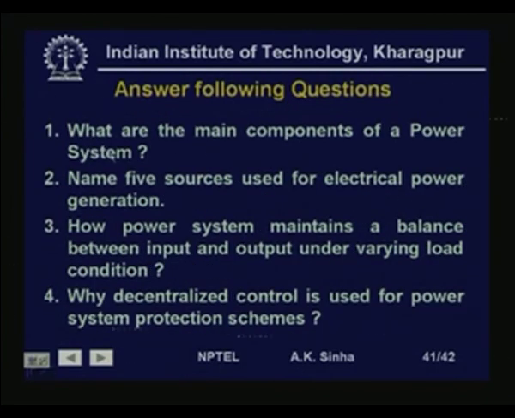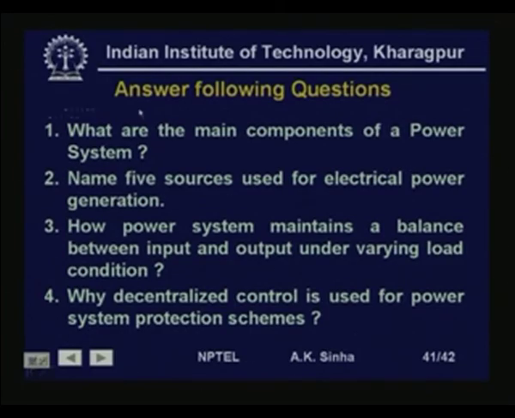Now, once we have gone through this, I would like you to answer some questions. Question number 1: What are the main components of a power system? Question number 2: Name 5 sources used for electrical power generation. Of course, this is again a very simple question. Question 3: How does a power system maintain a balance between input and output under varying load conditions? Again, we talked about this, so you should be able to answer this question, that is, when we increase the load, what happens and how the power system tries to balance it.